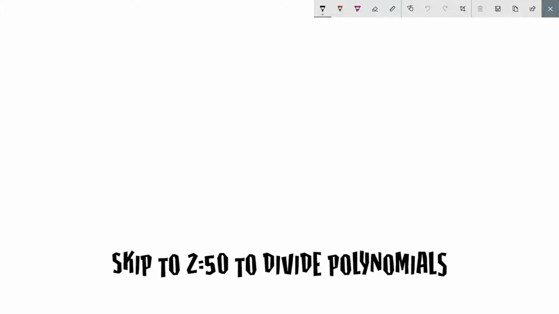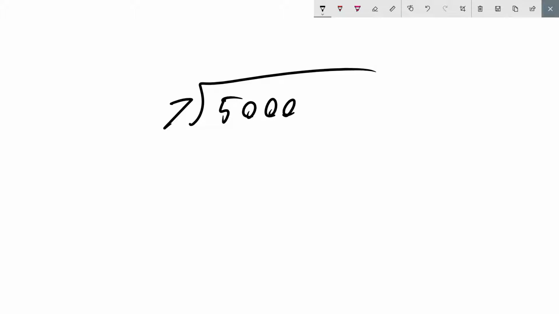In this video, we're going to be dividing polynomials by long division. But first, we're going to look at actual long division. And we're going to divide 5,000 by 7. 7 into 5,000. So what this is representing is 5,000 over 7. These two expressions are equivalent.